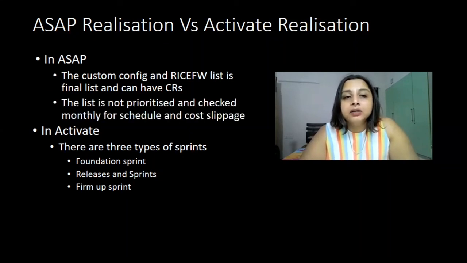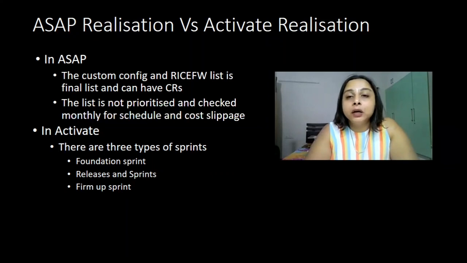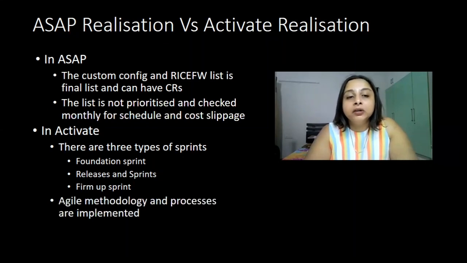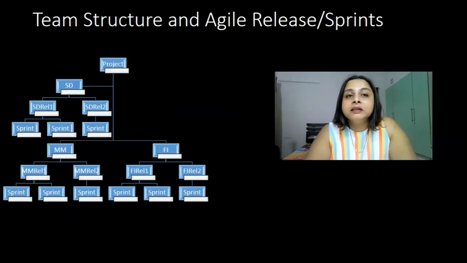Now, in case of ASAP, the list of these developments was not prioritized in most of the projects, and there were no monthly checkups for slippage in schedule and efforts, and then ultimately cost. Whereas in case of Activate, you may implement the Agile methodology and the processes which are relevant to Agile. Now let us understand how the team structure and the agile releases and sprints can be implemented in SAP Activate. This is one of the possible ways.